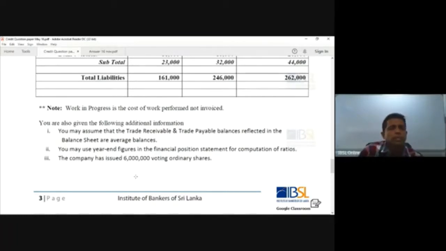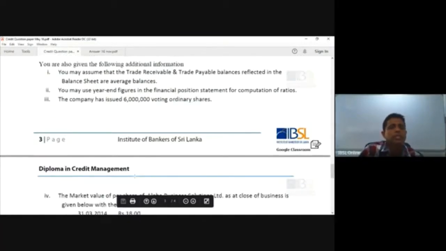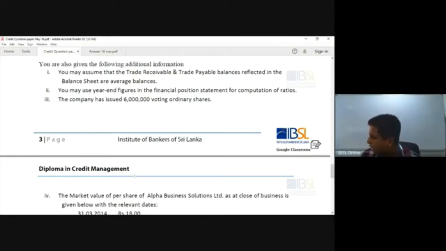Very few notes have been given. First one is you may assume that the trade receivable and trade payable balances reflected in the balance sheet are average balances. You may use year-end figures in the financial position statement for computation of ratios. Here, the examiner clearly asks you to use year-end figures, right? Not asking you to calculate average figures. Therefore, no need to calculate average figures in this question.